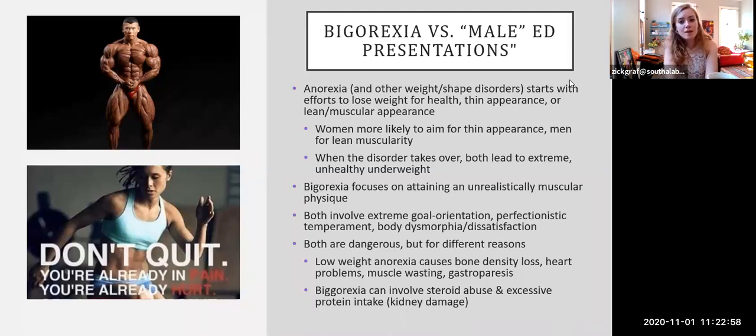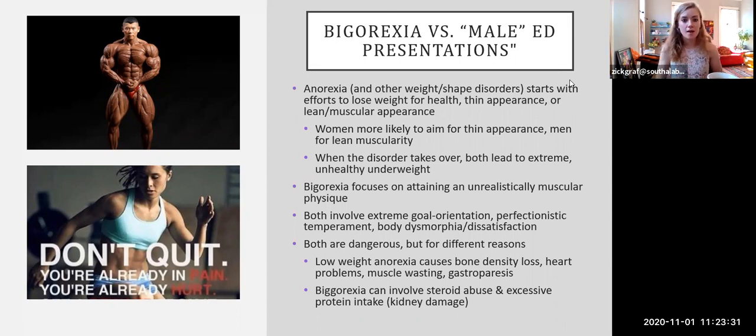Women may be more likely to aim for a really thin appearance without being as focused on muscles, whereas men are more likely to want lean muscularity. But in both cases, when the disorder takes over, the behavior is no longer about achieving this body type. It's about just being as thin as possible. And once someone is at an unhealthy underweight, their original goals of looking good, of being a successful athlete are threatened. By contrast, bigorexia focuses on attaining an unrealistically muscular physique as opposed to an unrealistically thin, lean physique.